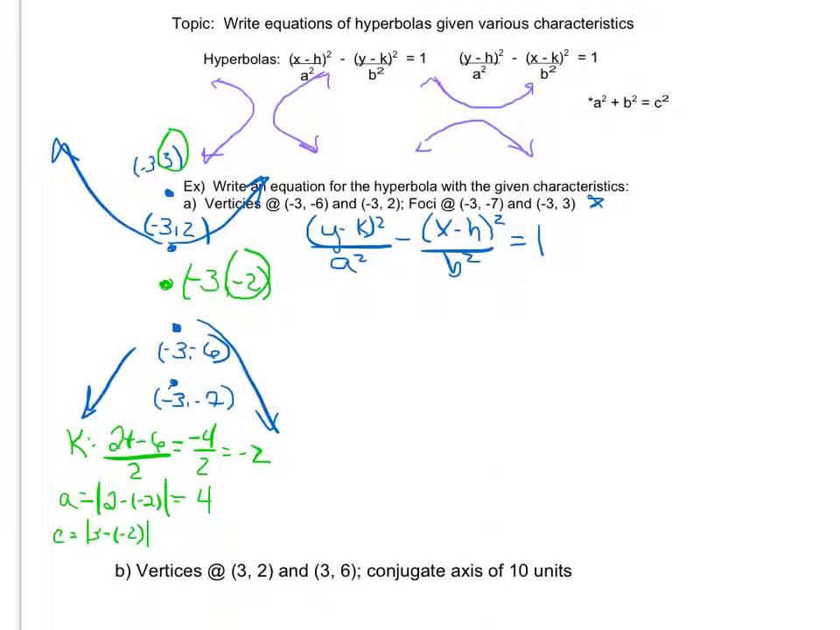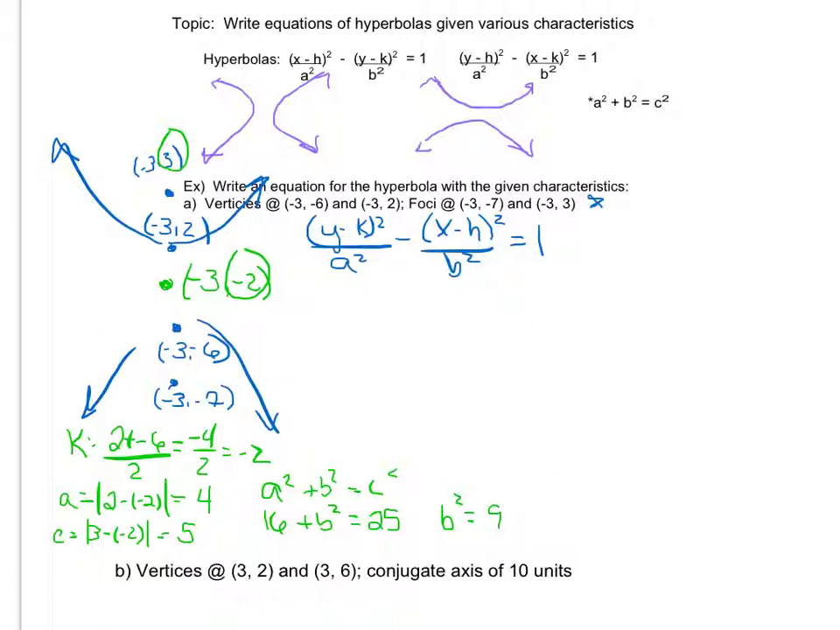Absolute value of that ends up being, I have a c value of 5. So I can go ahead and say that a squared plus b squared equals c squared. So I get 16 plus b squared equals c squared. So I subtract 16 from both sides, giving me a b squared value of 9.